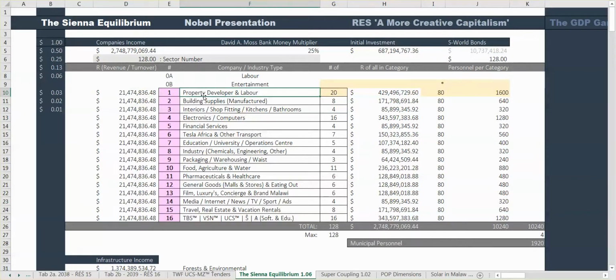Okay, let's go through these 16 industry sectors: property, developer, and labour; building supplies, manufactured; number 3, interiors, shopping, kitchens, bathrooms; number 4, electronics and computers; number 5, financial services; number 6, Tesla Africa and other transports. Cross fingers, Elon Musk, come on, join the club. You're going to love S-World UCS. Number 7, education, universities, operations centres, all much the same thing, actually. Number 8, industry, chemicals, engineering, other. Number 9, packaging, warehouses, waste.